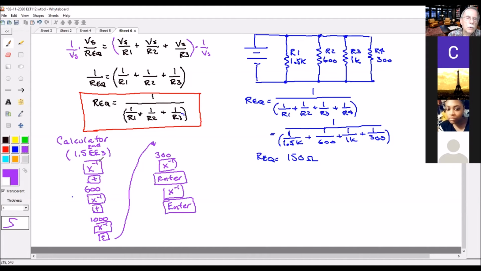So what you did here was you took the reciprocal of the first one, added the reciprocal of the second, added the reciprocal of the third, added the reciprocal of the fourth. You hit enter. So that's the total of the reciprocals, what we have in brackets down here. And then you hit reciprocal again. That's to get this. And then hit enter to get your result. So try that on the calculator. Make sure you come up with 150.